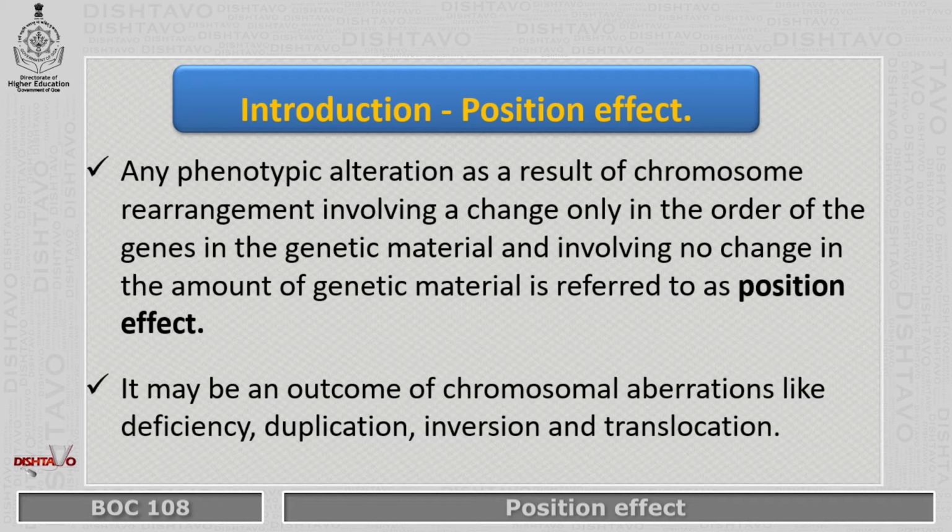Position effect may be an outcome of chromosomal aberrations like deficiency, duplications, inversion, and translocations. In deficiency, a part of the chromosome might be deleted or removed or lost. In duplication, a part of the chromosome might be added. In inversion, a part of the chromosome might be inverted after 2 breaks, and in translocation, a part of the chromosome might be removed and translocated elsewhere in the genome.